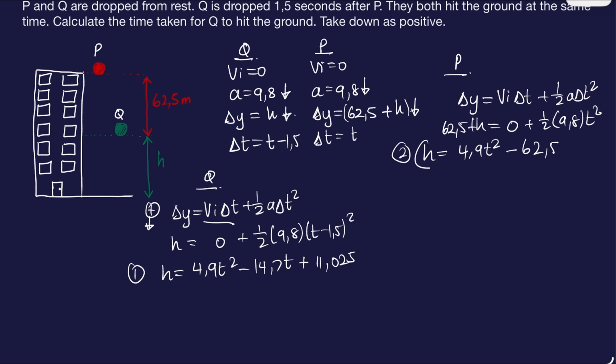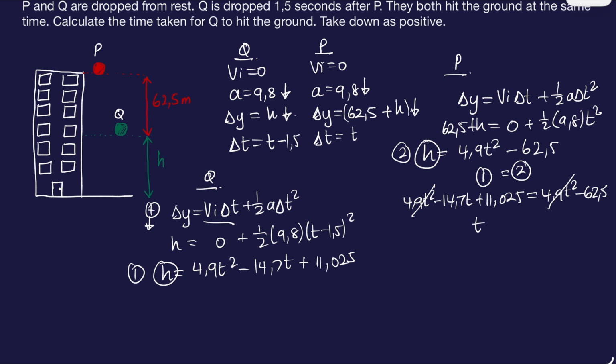So I can equate because this is H and that is H. So equation 1 is equal to equation 2. So 4.9 T squared minus 14.7 T plus 11.025 is equal to 4.9 T squared minus 62.5. I can now cancel the 4.9 T squareds and I can solve for T. T will equal 5 seconds.